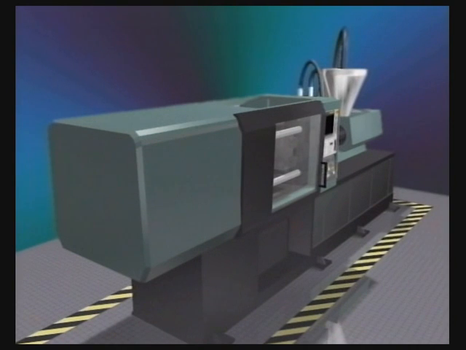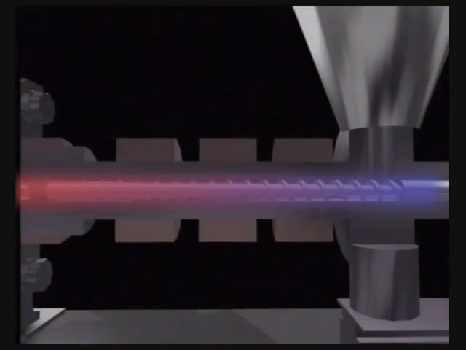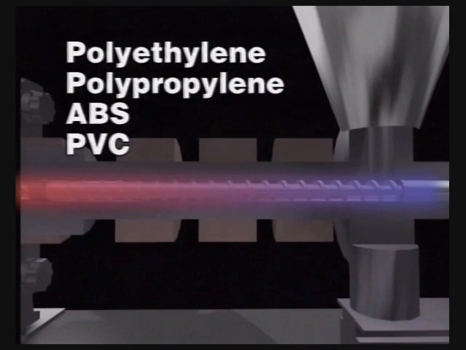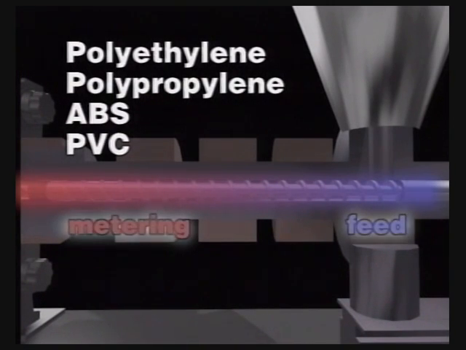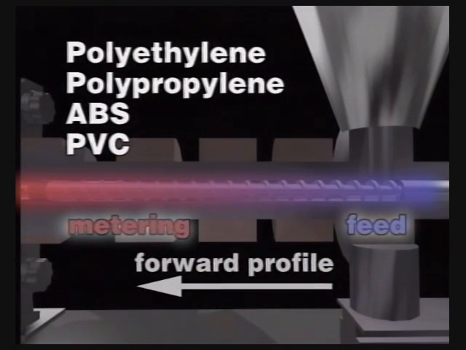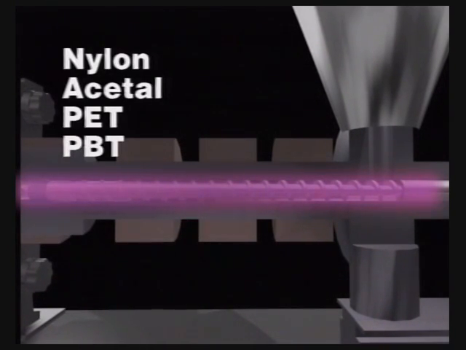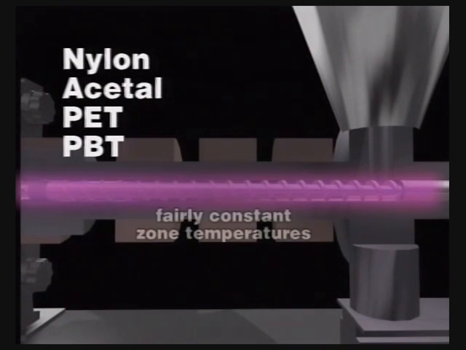Heat profile settings along the barrel determine how the plastic will melt. Plastics like polyethylene, polypropylene, ABS, and PVC can be set up with the lowest temperature in the feed zone and the highest temperature in the metering zone. This is called a forward profile and is the most common profile used in injection molding operations. For nylon, acetal, PET, and PBT, the zone temperatures are fairly constant, creating what is called a straight profile.